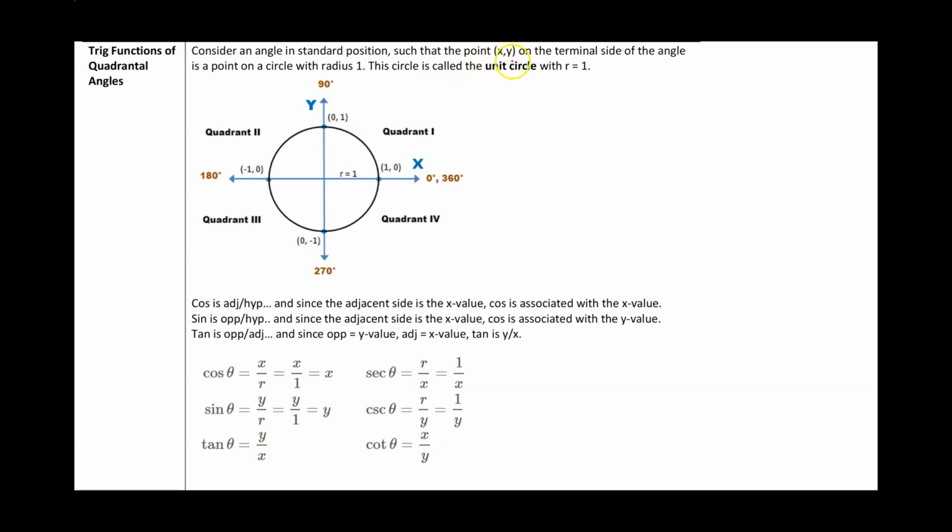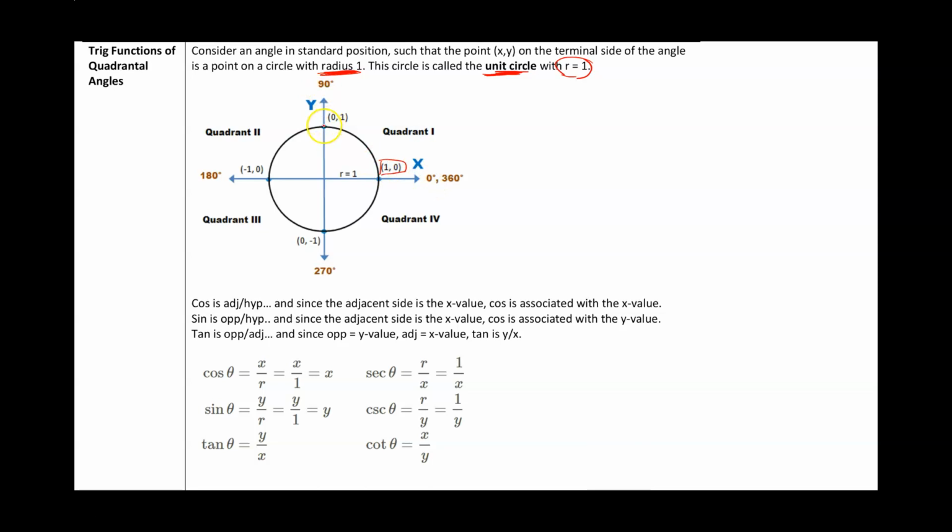All right, so let's find a point xy on the terminal side of these angles. Now we want this to have a radius of 1. So this is called the unit circle. A unit circle is when you have a circle with a radius of 1. So this point here is a point 1, 0. This is for 0 and 360.